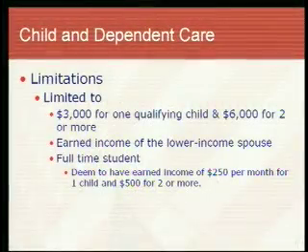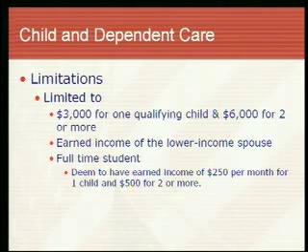Okay, now there are some limitations on the expenses, so you have to be careful with your expenses too. It's $3,000 for one qualifying child, and $6,000 for 2 or more. So if you have 10 children, the max you can get is $6,000. It's also going to be limited to the earned income of the lower income spouse.